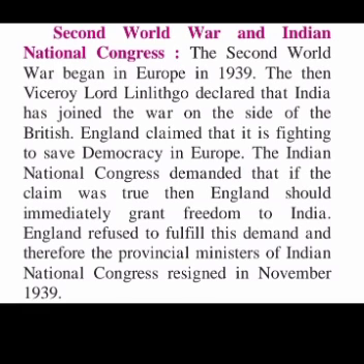And what did he declare? He declared that India has joined the war on the side of the British. Indians were not aware of this declaration. As soon as Indians realized about the claim, they demanded immediate freedom. What did they demand? Immediate independence of India.